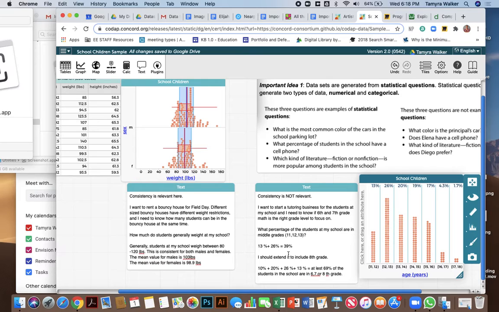If you want to know information about a target portion of your data set, consistency is not relevant. If you need the answer to your statistical question, if it's going to represent the whole data set, then consistency is relevant, and you can use values like the mean and the median, which are measures of center, to represent your data set. And also, I hope you learned how to use some of these tools here available in CODAP.